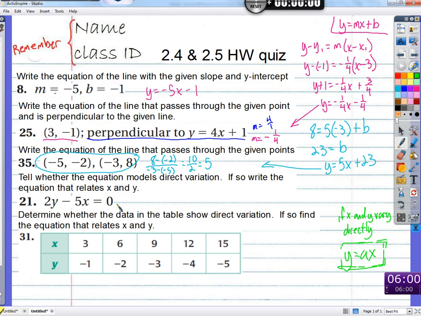So if we want to show that this is direct variation, how can we go about doing that? Okay, so you're ultimately, I'm thinking, getting y by itself. Okay? And then what? Divide by 2. Y equals 5 halves x. Is that a number times x equals y? Yes, it is. Is that direct variation? Yes, it is. Even if it's a fraction, that's fine. Again, if this data shows direct variation, then we can take x, multiply it by a number, and get y. Will that work? What do you multiply this by to get negative 1?